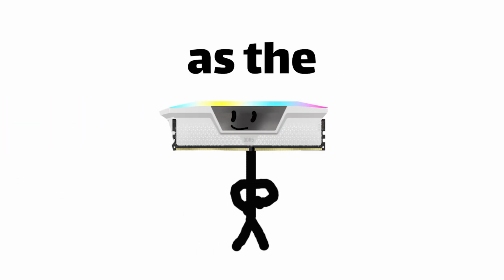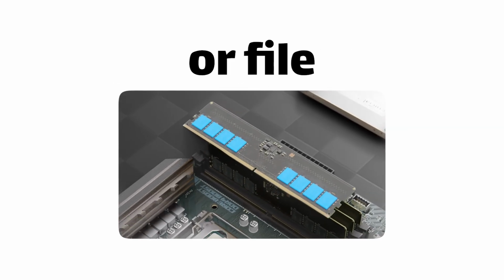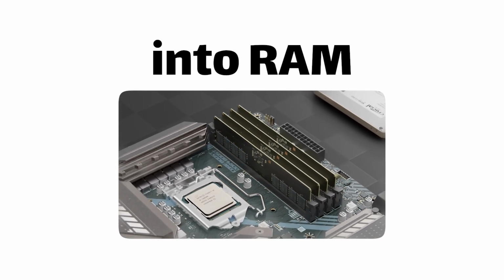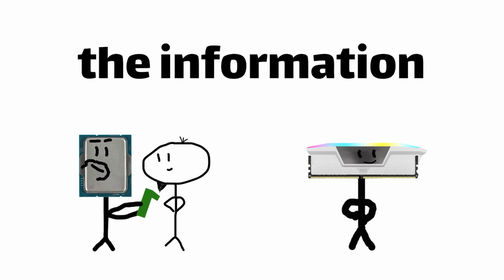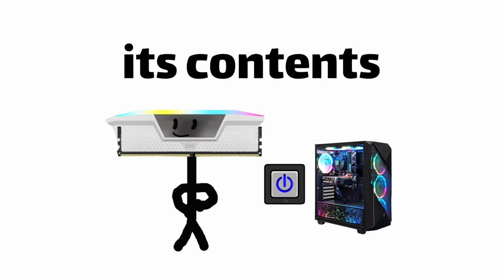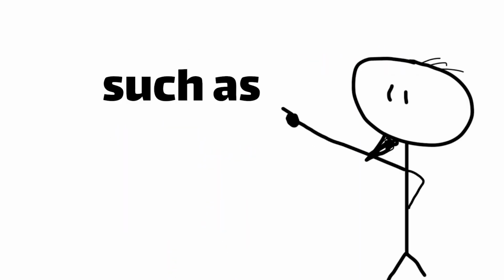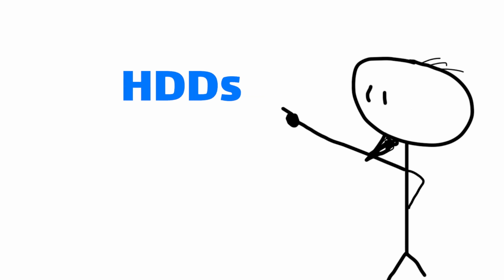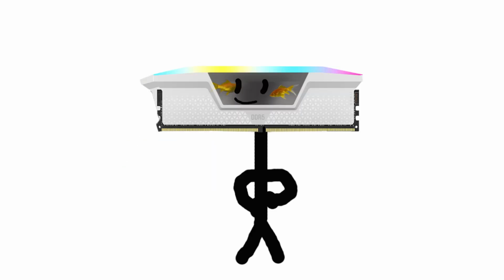But if we want it to be more technical, RAM acts as the computer's temporary workspace. When you open a program or file, its contents are loaded into RAM, allowing the CPU to quickly retrieve and process the information. Unfortunately, its contents are erased when the computer is powered off. This is why computers rely on non-volatile storage devices, such as hard disk drives, HDDs, or solid-state drives, SSDs, to store data permanently. Yeah, you could say it's got goldfish memory.